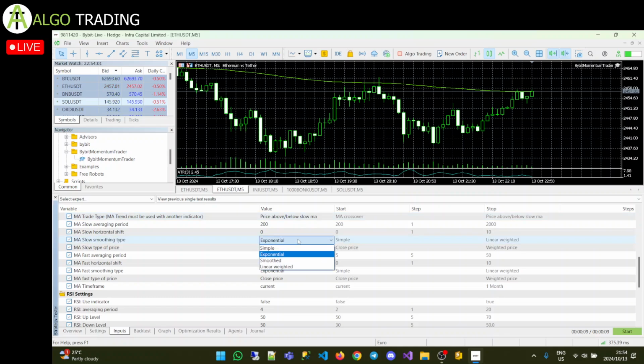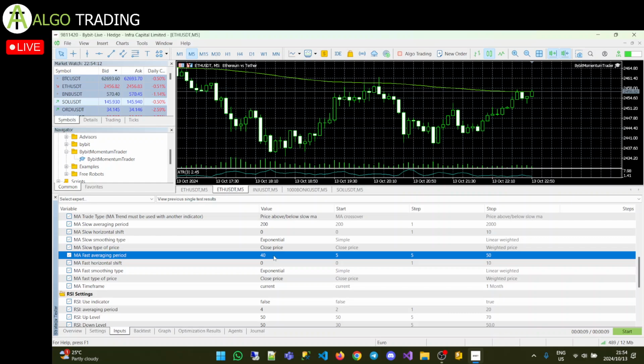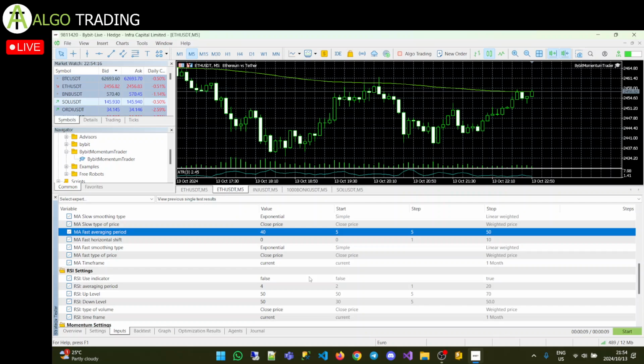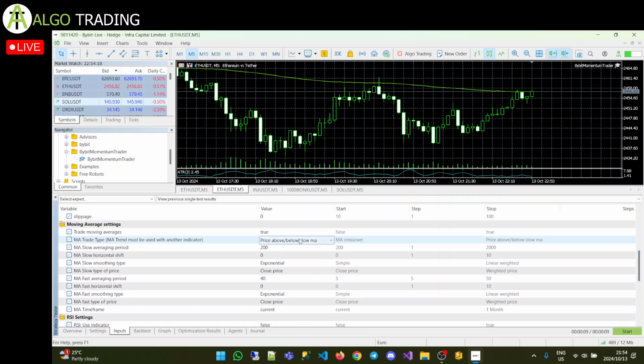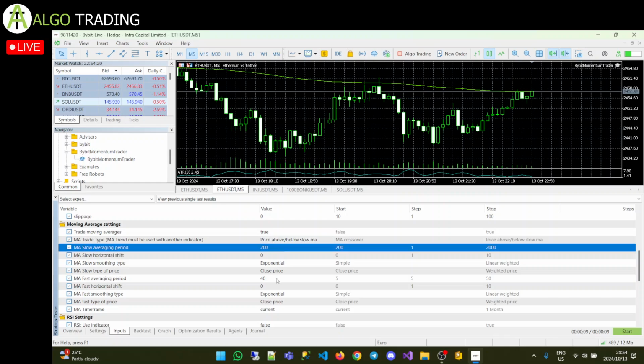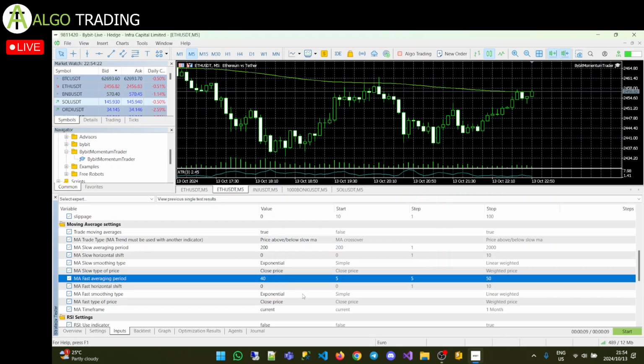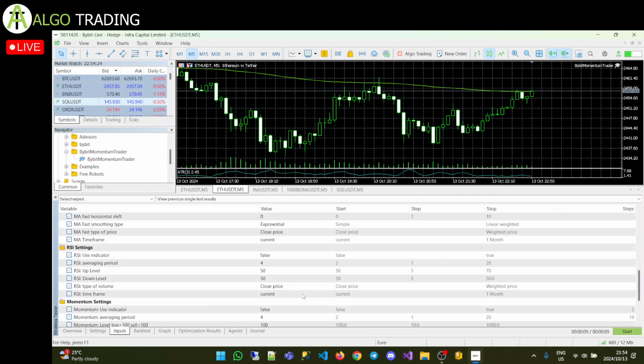You could change it to either normal, a simple moving average, or exponential moving average, but you could just play with this. I like to keep it at exponential and use the close price. And then this is your fast moving period. So the real things that you need to change is this, that, and that when it comes to using moving averages. Okay, so the next thing is the RSI.